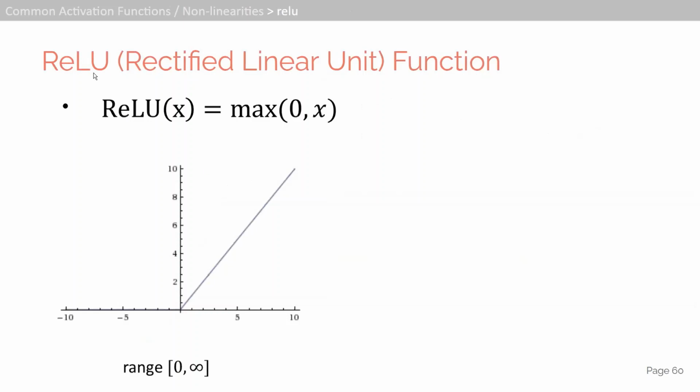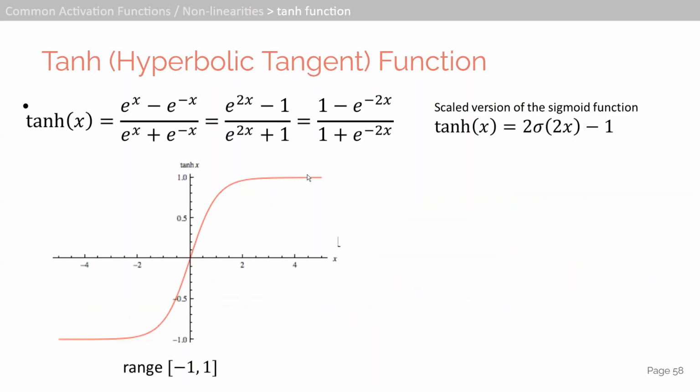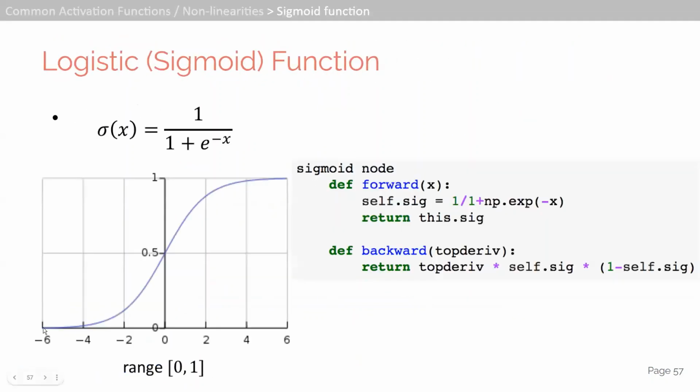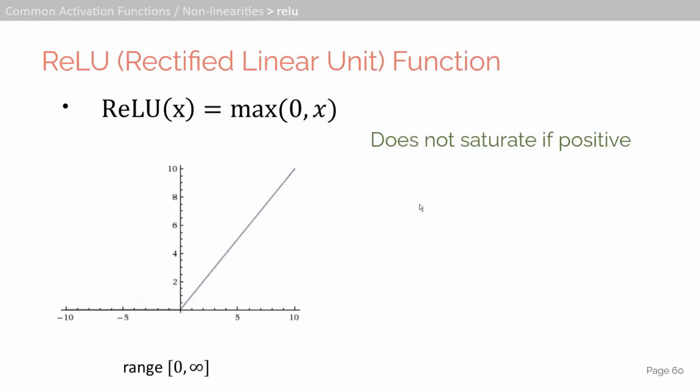Okay, now we have the rectified linear unit function. This is one of the more popular ones. By default, you should use this. It's just max(0, x). Very simple. It does not saturate if it is positive, because there's no limit here, unlike tanh and sigmoid, which get saturated. The outputs are not zero-centered, so that's one problem that you have.